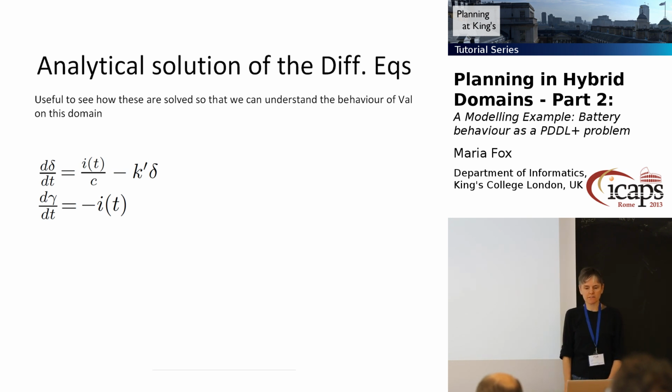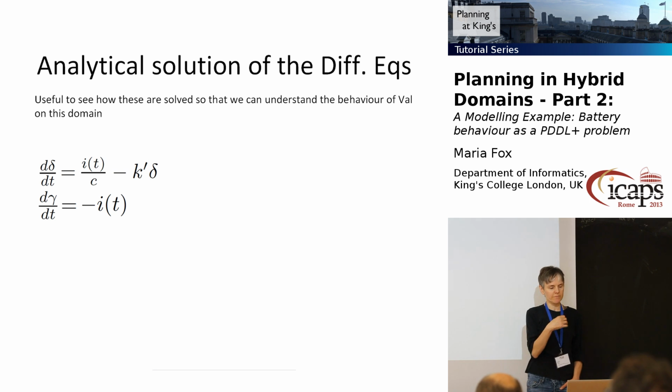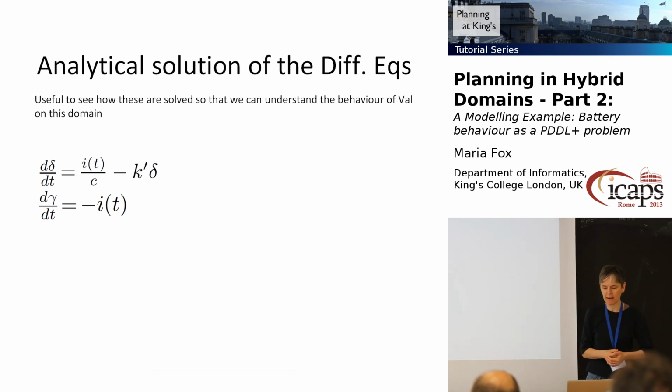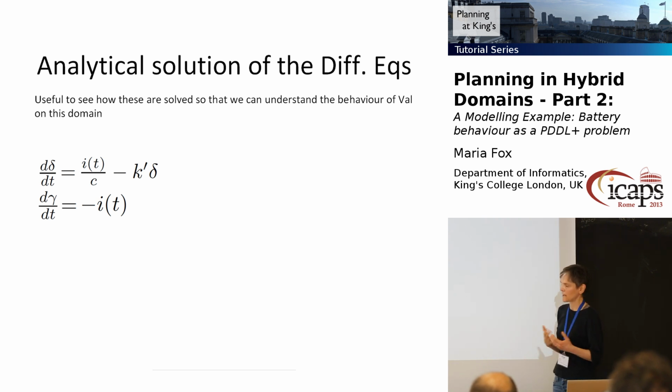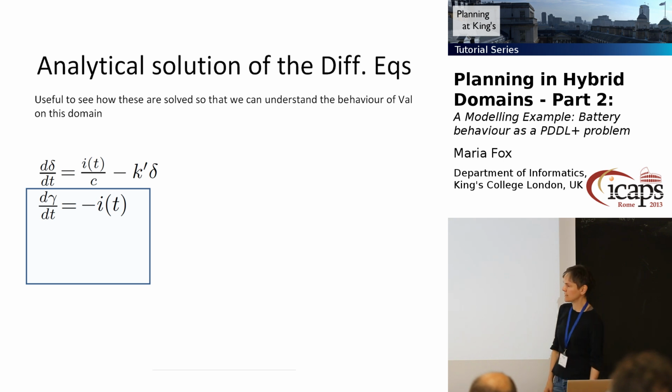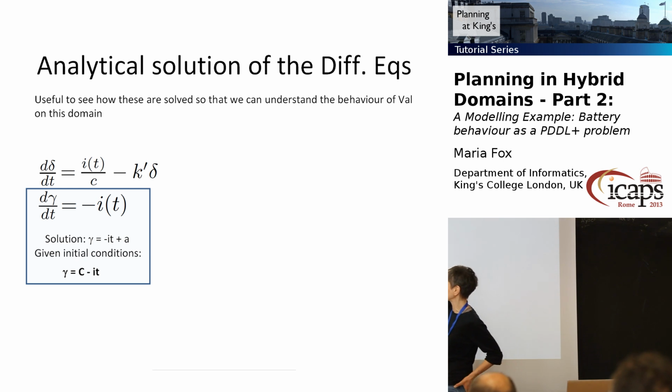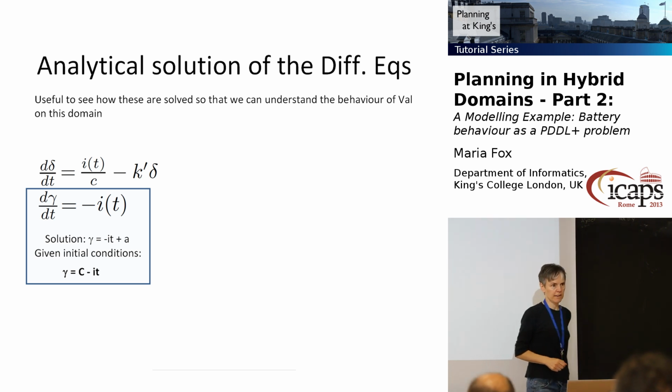Okay, so I want to step lightly through the solution of these, because it's very useful for understanding the behaviour of VAL on the final plans that are generated. So if we look at our differential equations, we now want to solve them. This one's the easiest one, obviously, and the solution is gamma is minus I t plus A, and given our initial conditions, because gamma is equal to the full capacity of the battery at t equals 0, this is the solution to the equation, where big C is the capacity of the battery.